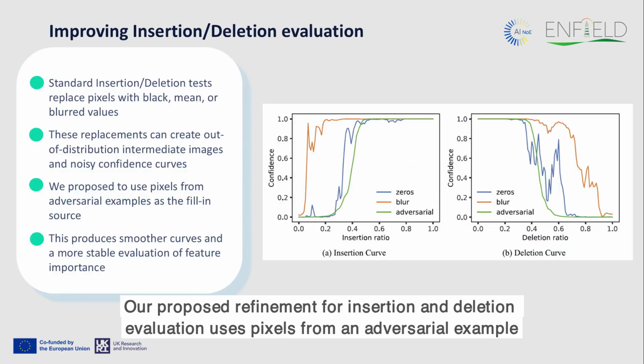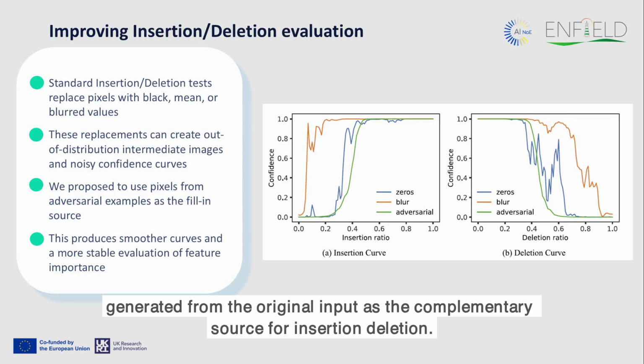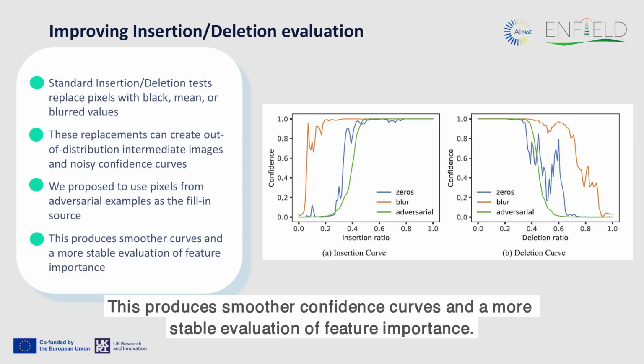Our proposed refinement for insertion and deletion evaluation uses pixels from an adversarial example generated from the original input as the complementary source for insertion and deletion. This produces smoother confidence curves and a more stable evaluation of feature importance.